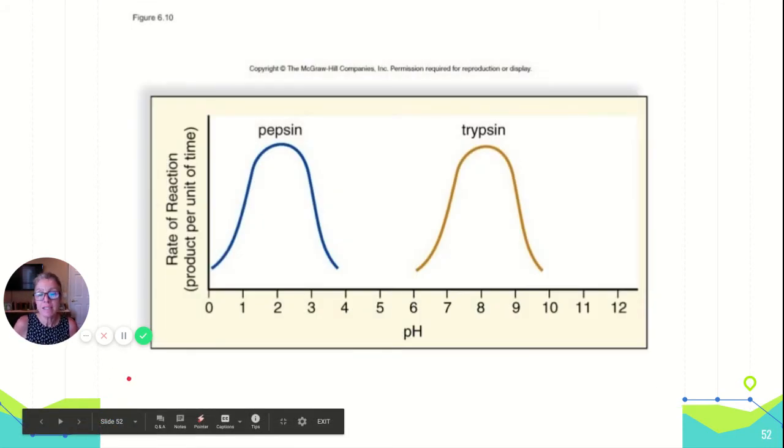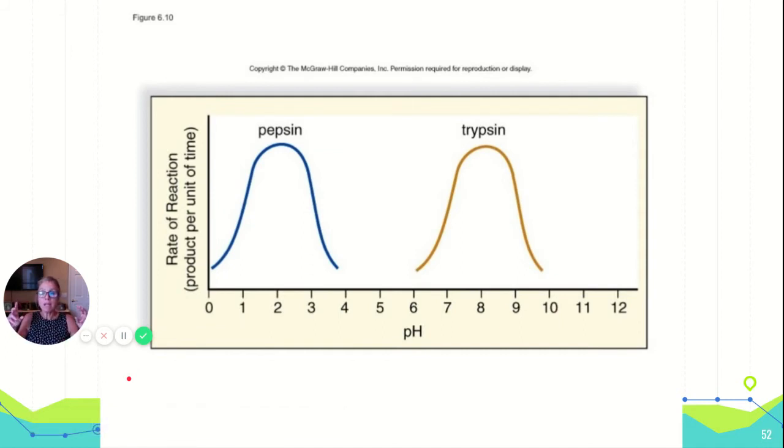All right, let's take a look at this graph. These happen to be both enzymes that break down proteins, pepsin and trypsin. Pepsin is found in your stomach, and trypsin and chymotrypsin are created by your pancreas and secreted in your small intestine. Notice the pH and what they work best at.